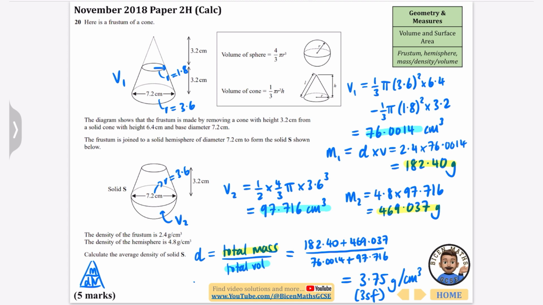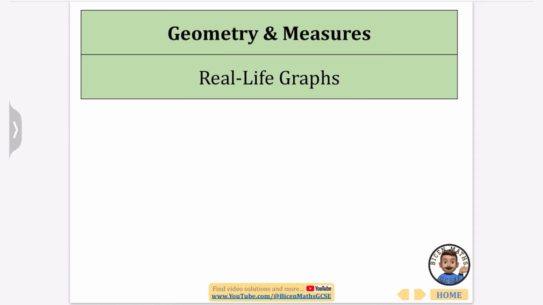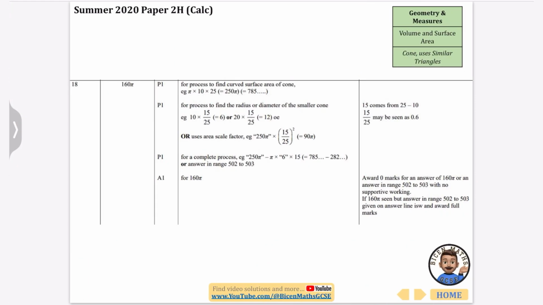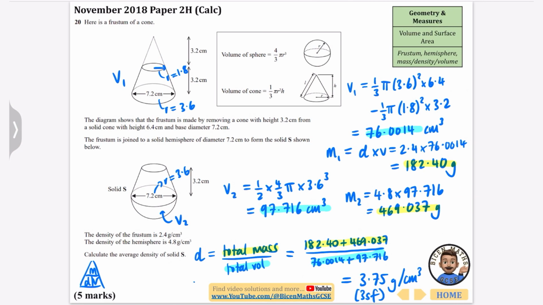I'm just going to highlight that those are the volumes that we have, and those are the masses. I need to double check we've got this one right. So is it 3.75? Yep, 3.75, but they accept anything between 3.7 and 3.8. Now, I think that is a very challenging set of questions on surface area. You'll see how it blends with some other things like similar shapes, and in this one it blended with some stuff to do with mass, density and volume.